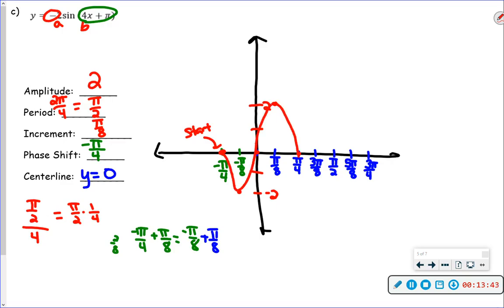Again, I'm just going to continue on with my drawing. Down to center line. Up to center line. So valley, hill. Got it. And again, I don't expect you to write the word start on yours. I'm just doing it to try to help you out. All right, one last graph.